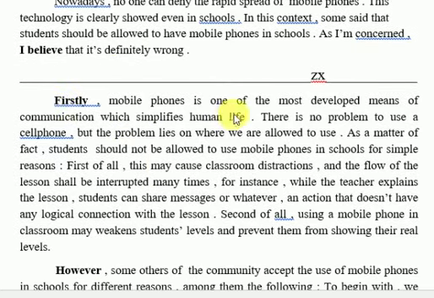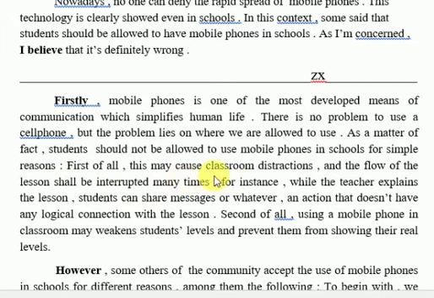Firstly, mobile phones are one of the most developed means of communication which simplifies human life. There is no problem to use cell phones, but the problem lies in where we are allowed to use them. As a matter of fact, students should not be allowed to use mobile phones for many reasons. So here are the reasons.